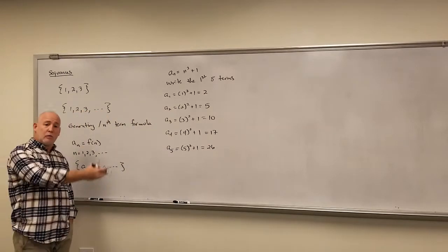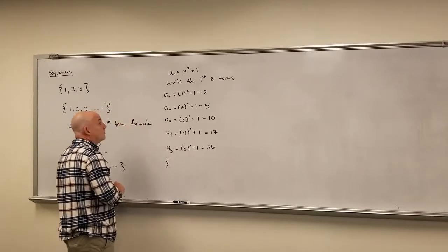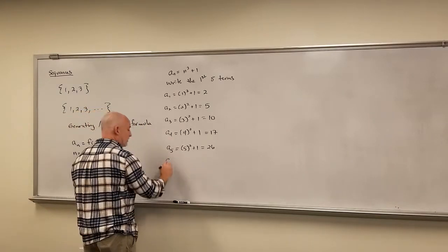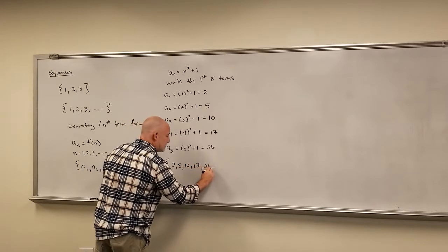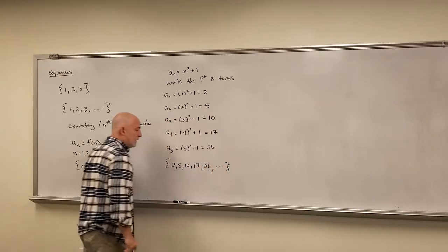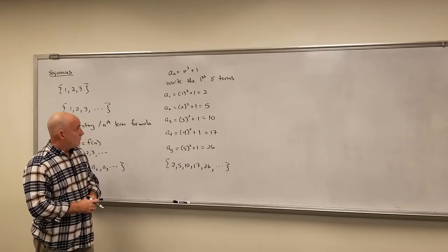Now, of course, if we wanted more terms, we could continue to plug them in. So if we wanted to write out the first 5 terms of this sequence, what would it be? 2, 5, 10, 17, 26. And then doing the dot, dot, dot says that this pattern is going to keep going on forever.